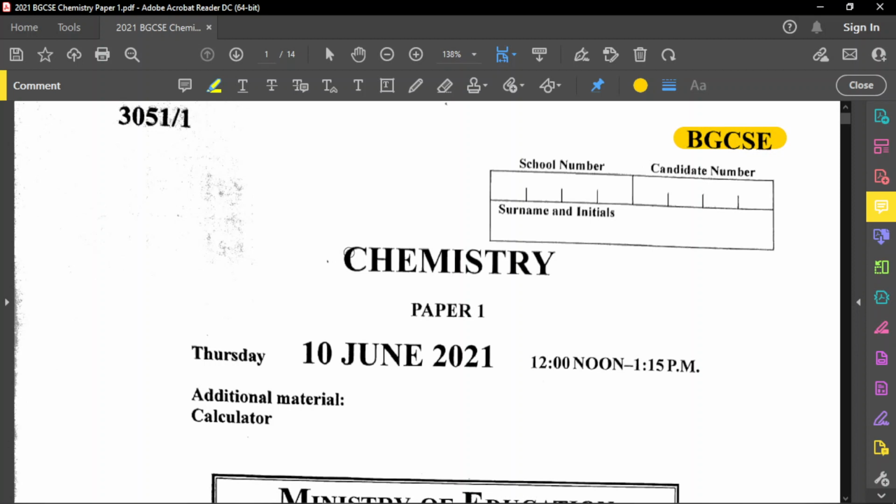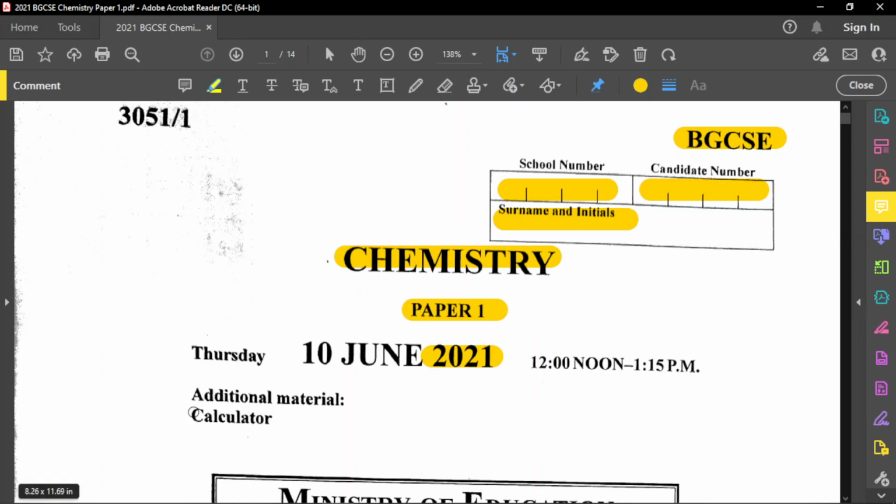Today we're reviewing a chemistry paper. We're reviewing paper 1 from 2021. Please remember, before you start the exam, write your school number, write the candidate number, and also write your surname and initials. Again, read through all instructions carefully before you start the examination.